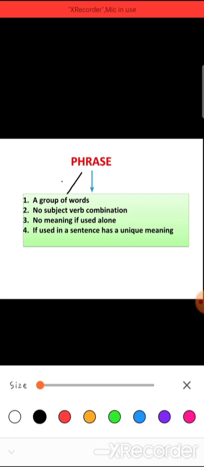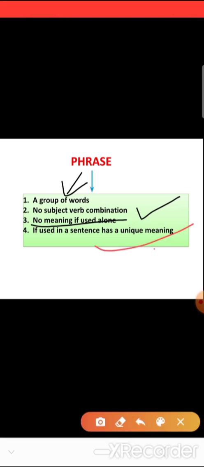Now, a phrase is actually a group of words. It does not have a subject and a verb. It has no meaning in itself if used alone, but if used in a sentence it has a unique meaning. So here certain points are proved: a phrase is a group of words.